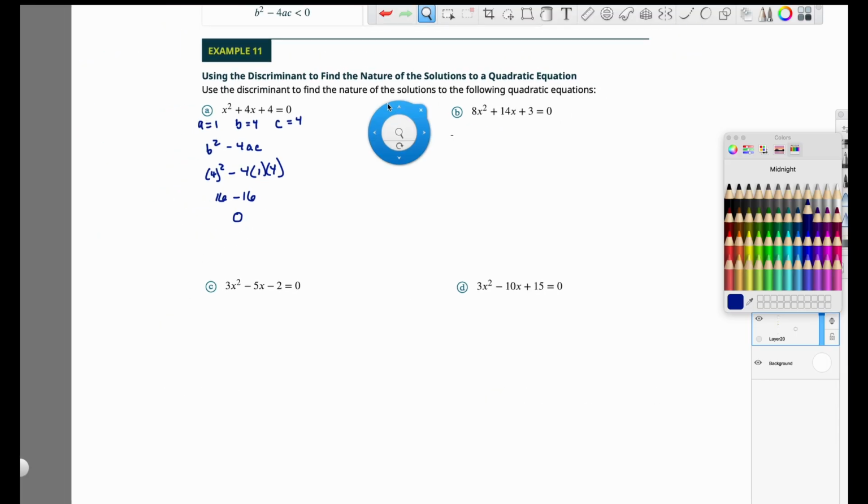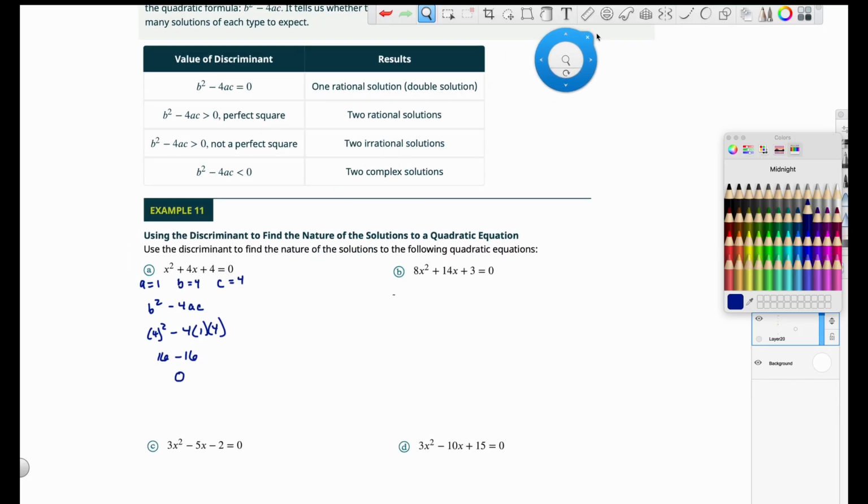Let's go look at the chart. What happens when the discriminant is 0? We have one rational solution. All right, that one's done.